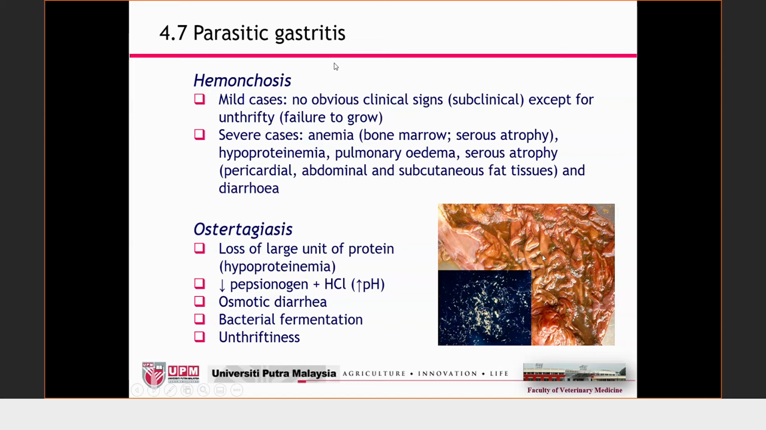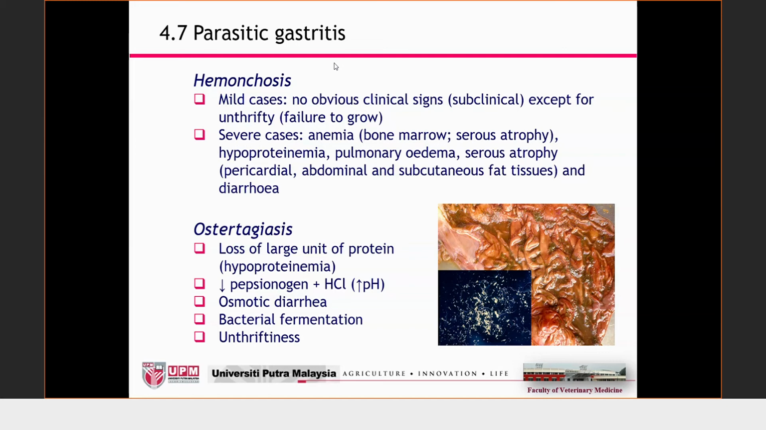In terms of haemonchosis, if it's a mild case, usually there are no obvious clinical signs, except that the animal has poor growth. So in this case, we call it not haemonchosis, but haemonchiasis. Haemonchiasis means just an infestation of Haemonchus in the animal, which does not cause overt disease. It can just interfere with the growth of the animal.